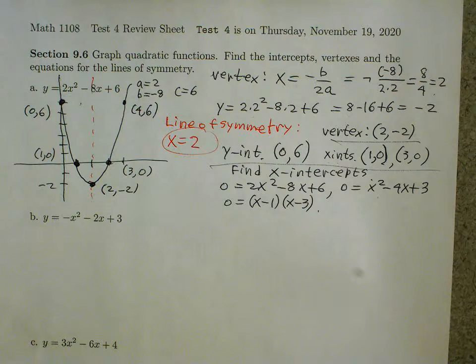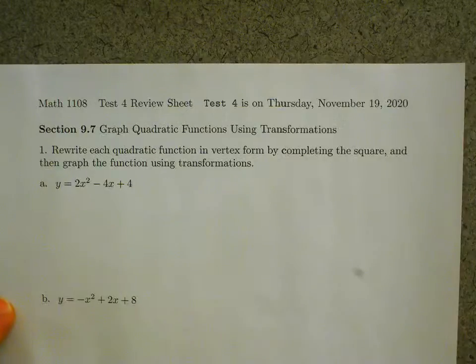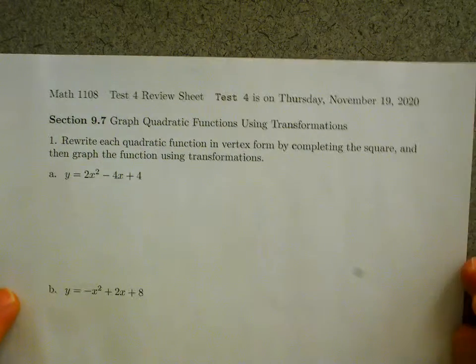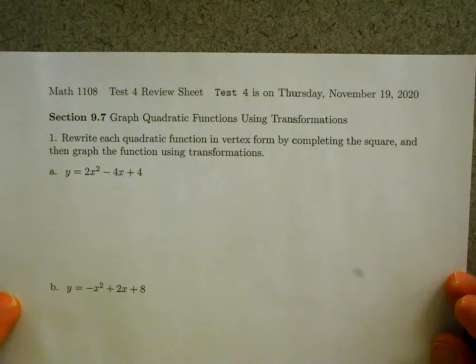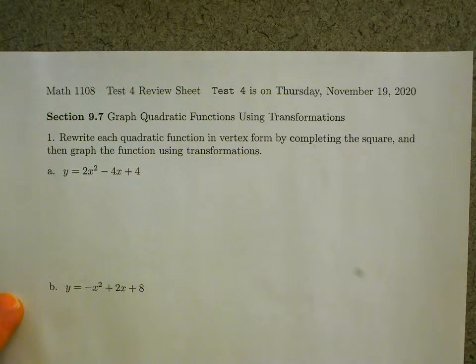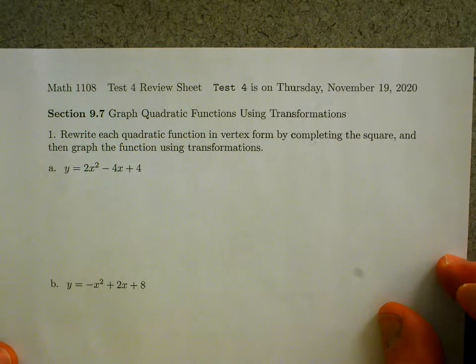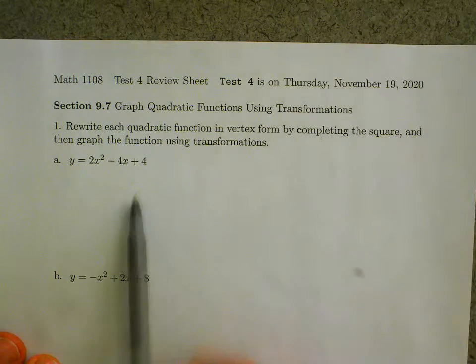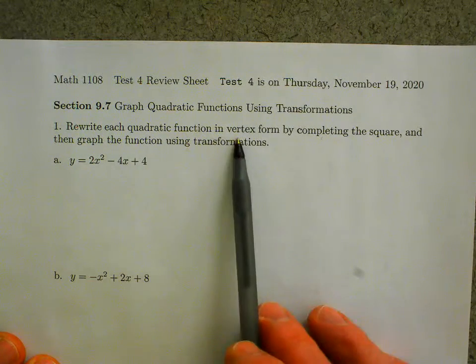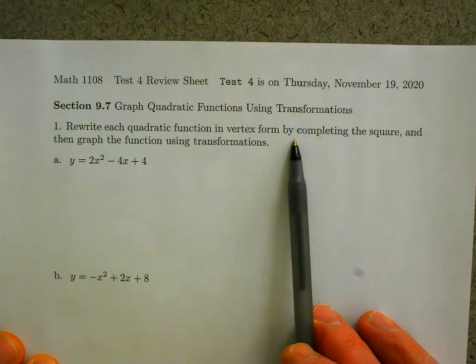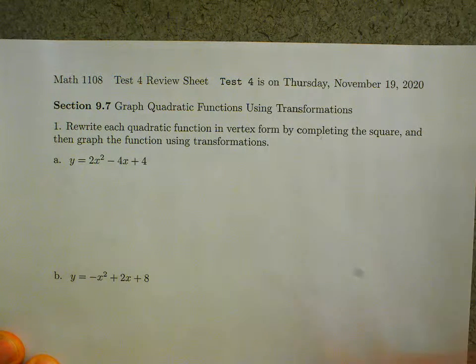Okay, let's move on to section 9.7. It's also graphing quadratic functions. But these, we want to write the quadratic functions in vertex form by completing the square. So rewrite each quadratic function in vertex form by completing the square, and then graph the function using transformations.